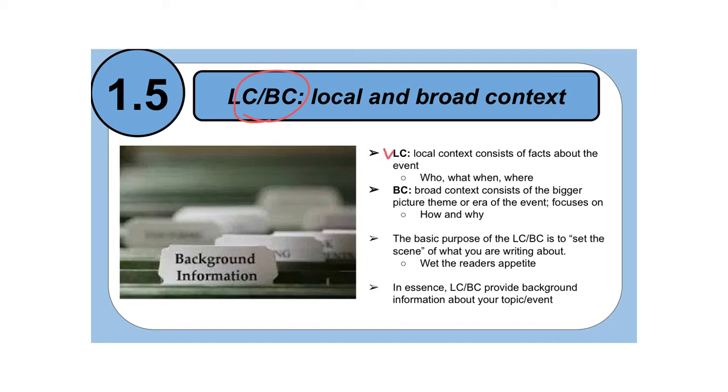So first of all, LC stands for local context, which consists of facts about the event. This is who, what, when, where. Okay? Who, what, when, where. Broader context consists of bigger picture themes or eras about the events, and focuses on how and why. Okay? So hopefully that will help some people, but we'll do several other examples later to maybe broaden that a little bit. But the basic purpose of LCBC is to set the tone or set the scene.